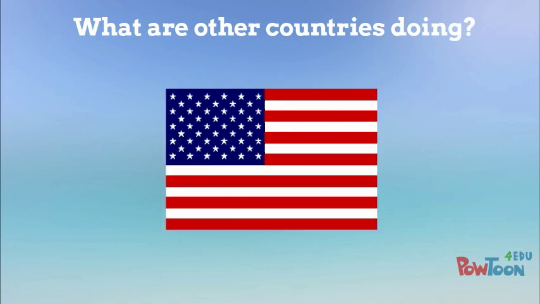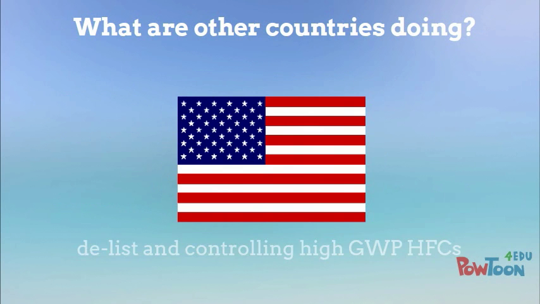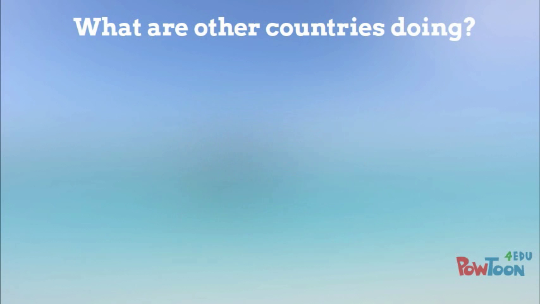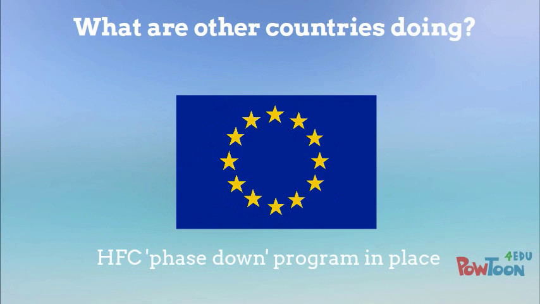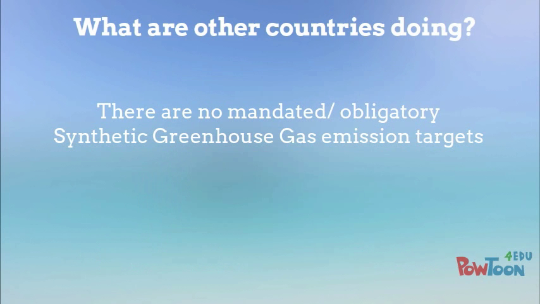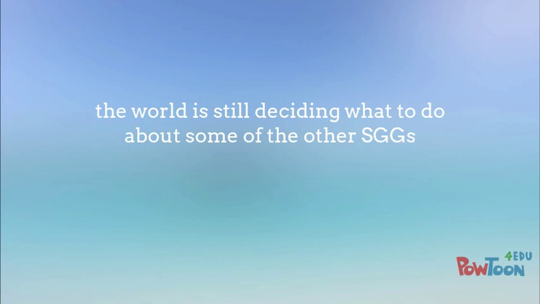What are other countries doing about this? The US Environmental Protection Agency has proposed delisting and putting controls on a number of high GWP hydrofluorocarbons. On the other hand, the European Union also has a hydrofluorocarbon phase down in place. There are no mandated global or Australian targets to phase down Kyoto Protocol SGG emissions at present, except as contributors under post-Kyoto agreements. There are no global or Australian targets to phase down sulfuryl fluoride or trifluoromethyl sulfur pentafluoride emissions.